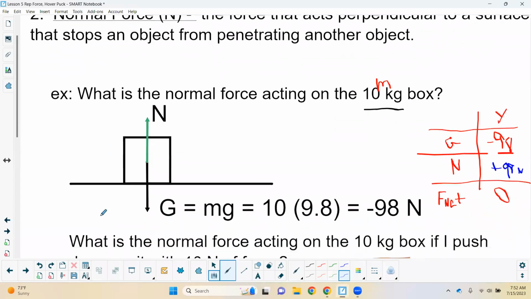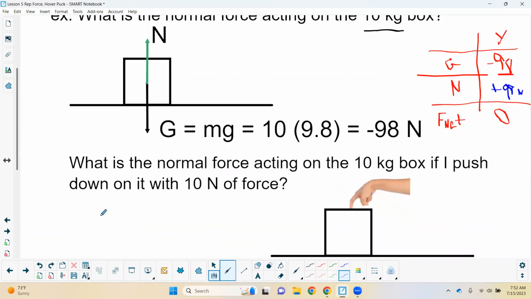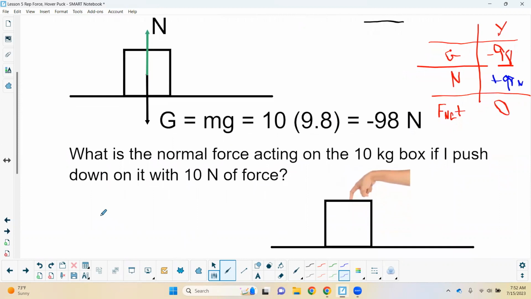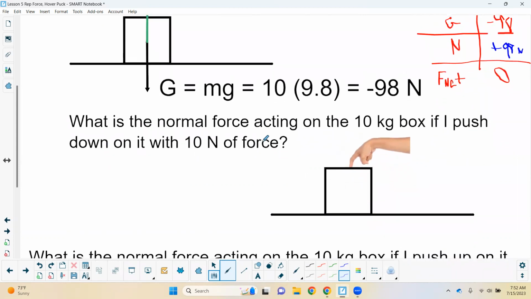You don't always have the same amount of force every time. So you don't always just have one force where the gravity and the normal force are always equal to each other. So let's try this situation. It says, what is the normal force acting on the 10 kilogram box this time if I push down on it with a force of 10 newtons? So if I was drawing my free body diagram in this one, we'll draw the arrows. We have a gravity force still, and that gravity force is still going to be 98 going down, so that didn't change. And now I'm going to push with another 10 newtons of force.